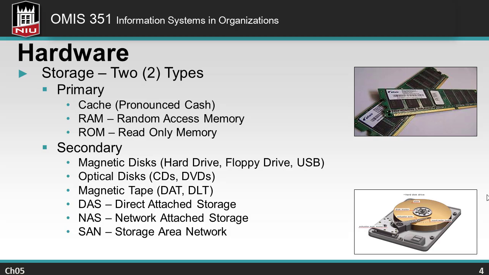Data storage within a computer comes in two major categories. Primary cache includes RAM, or random access memory, and ROM, or read-only memory. Secondary storage includes magnetic disk hard drives and optical disks, like CDs and DVDs, with which you are probably familiar. Larger organizations also use magnetic tape, typically for data backup, along with network solutions including direct attached storage, network attached storage, and storage area networks.